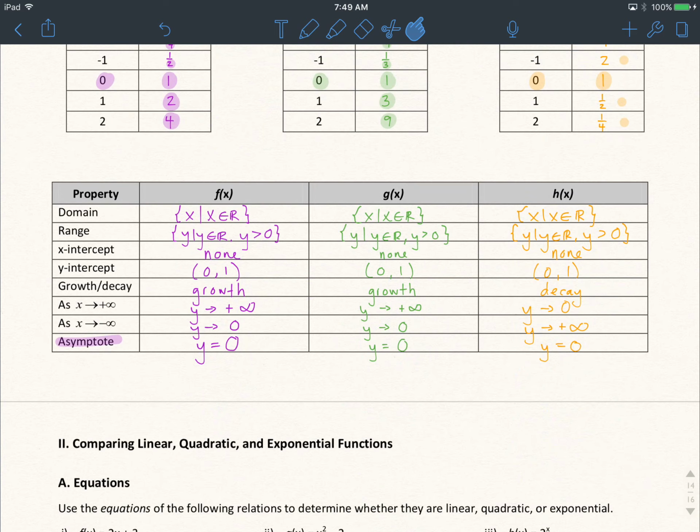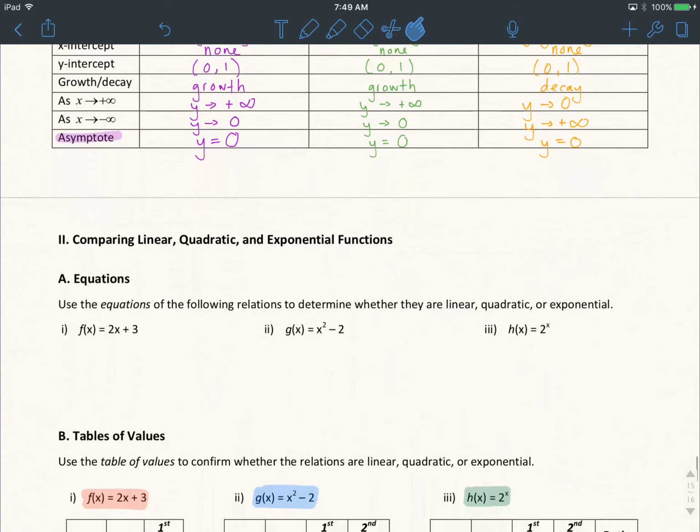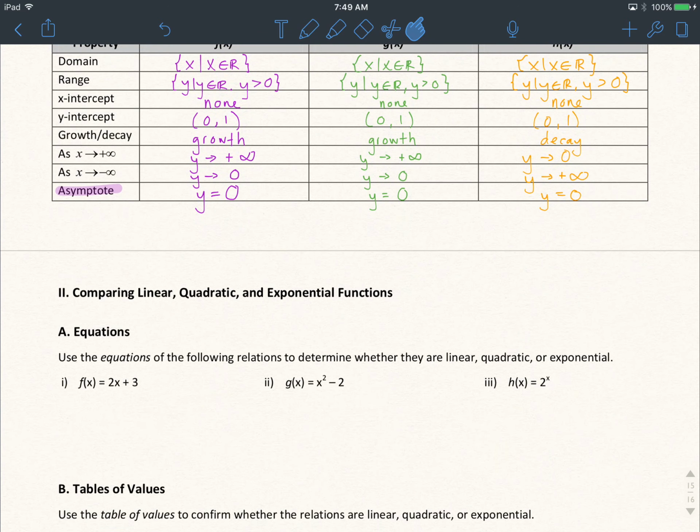The second part of this lesson is going to be us making a comparison, as I said before, between the types of functions we've encountered in the past: linear from grade 9, quadratic from grade 10, and now exponential functions in grade 11. So let's jump in. Visually, from an equation, how can you tell whether something is linear, quadratic, or exponential?